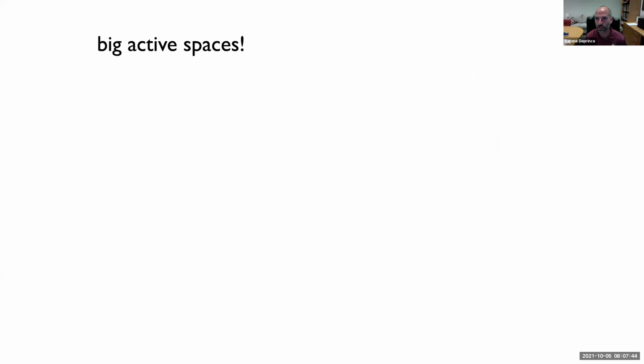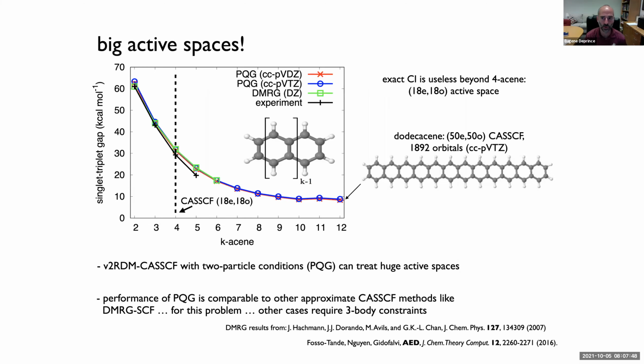Okay, the whole point of all this was that we can do really big active spaces using this type of approach. Here's kind of an old paper, but it illustrates this point nicely. I'm calculating here the singlet triplet gap in the linear polyacene series, where the active space consists of the pi network. And, let's see, a few things to point out here.